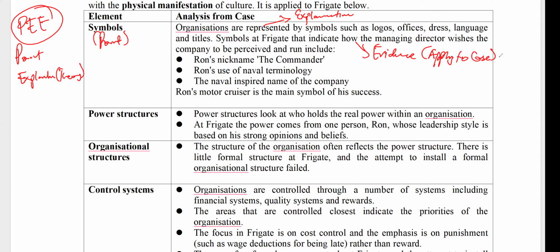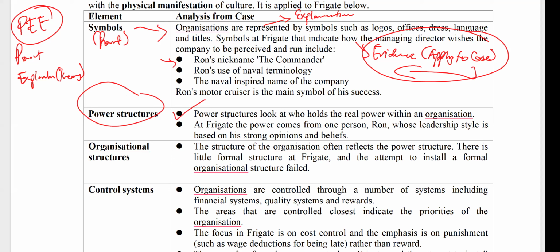So this is where you pick an issue from the case and relate it. So every case study that you see on this paper, this is the approach we use. What is the point or the topic? What is the explanation of that point? What does it mean? Then finally, can you relate it to the case, just like you saw? So I explained what symbols meant, right? Then the next thing is to take symbols from the case, which is the evidence. So point, explanation, evidence, or point, explanation, and application. Is that okay? So you go to power structures, you see I explain what power structures are. So point, explanation. Power structures look at who holds the real power within the organization. At Frigate, power comes from one person, Ron, whose leadership style is based on a strong opinion and beliefs.